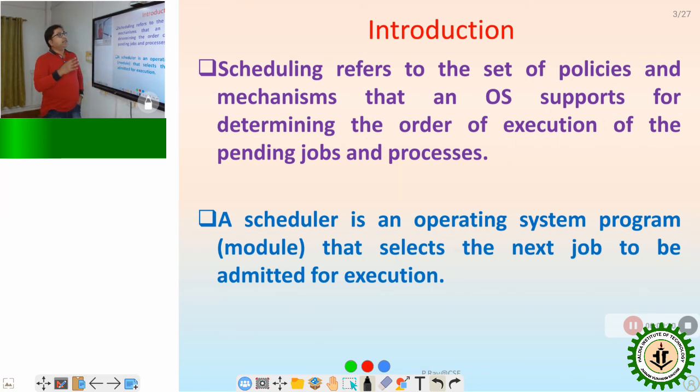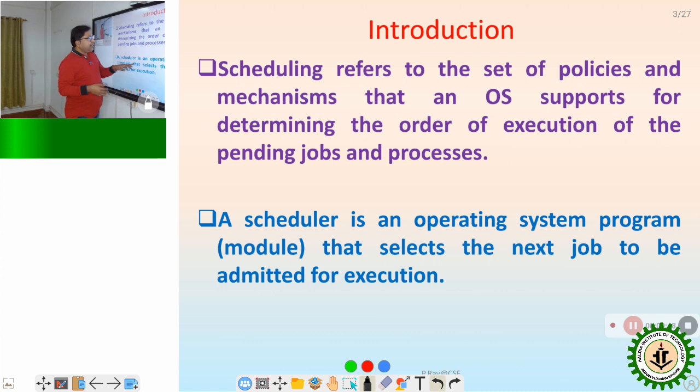Scheduling refers to the set of policies and mechanisms that an OS supports for determining the order of execution of the pending jobs and processes. That means many processes are executing on a CPU, and which process will execute first depends on some scheduling algorithm. Which process will execute first and which process will execute next.